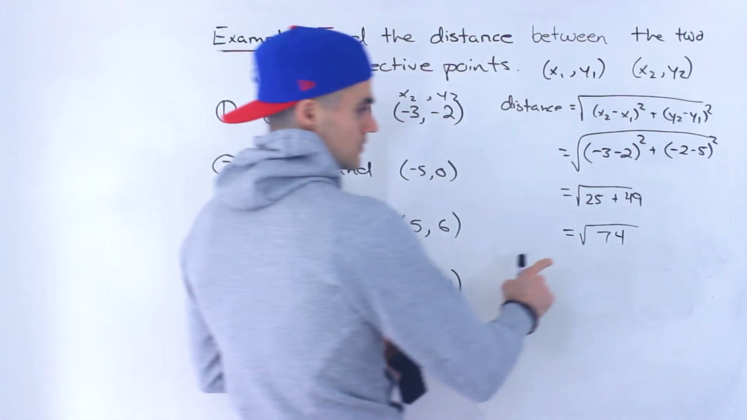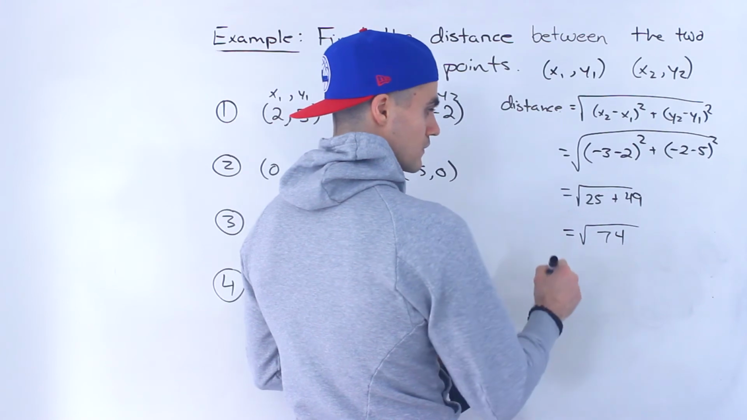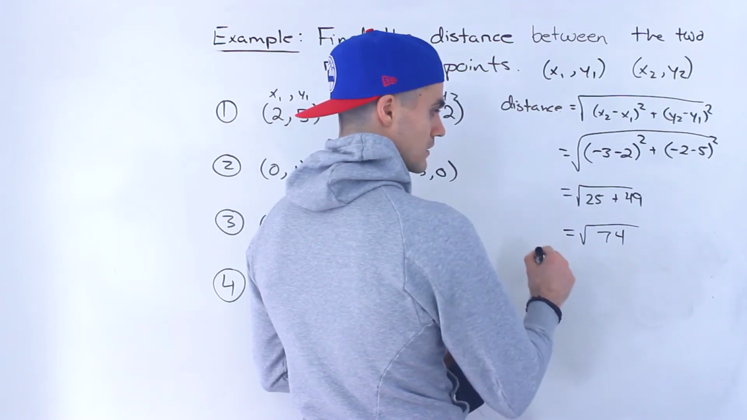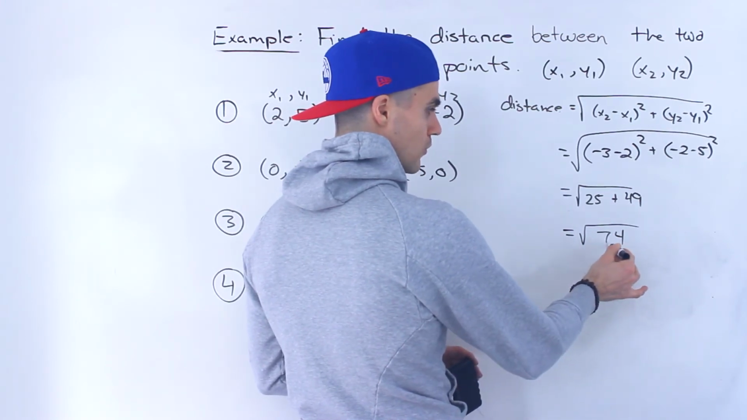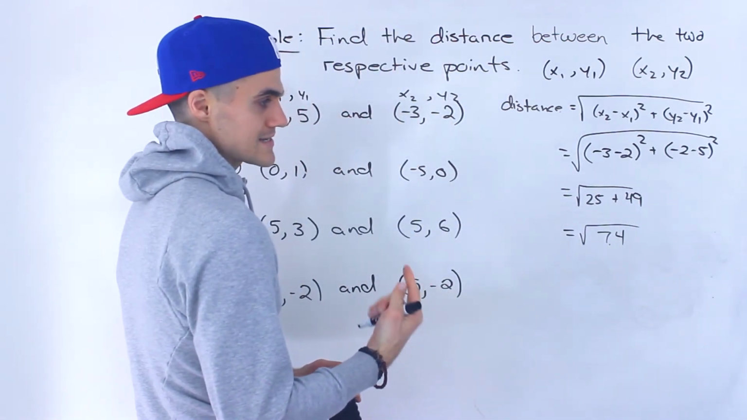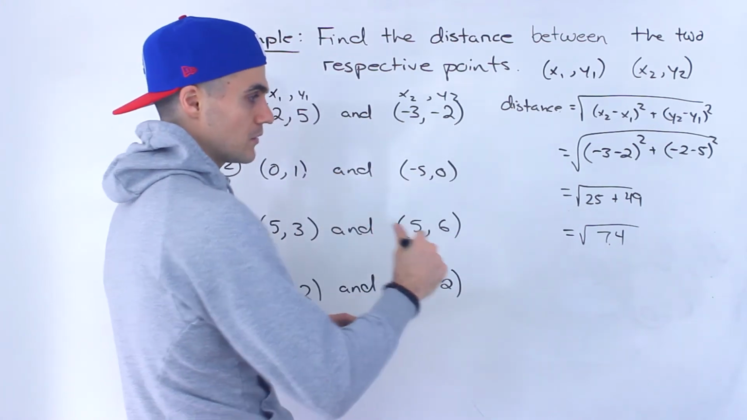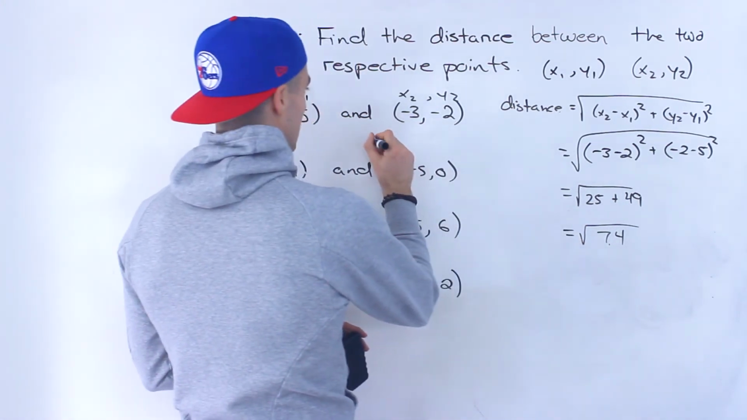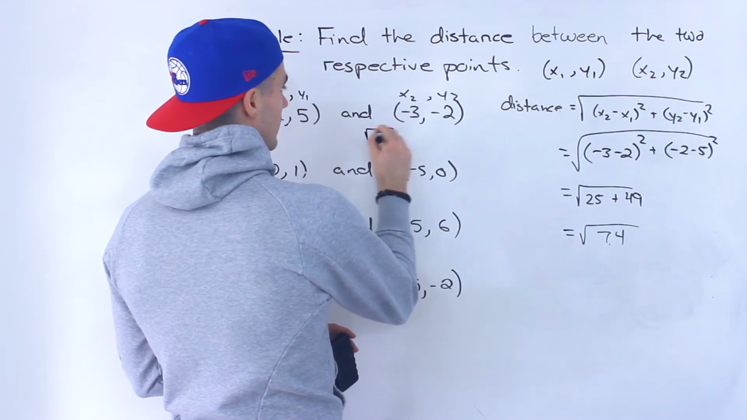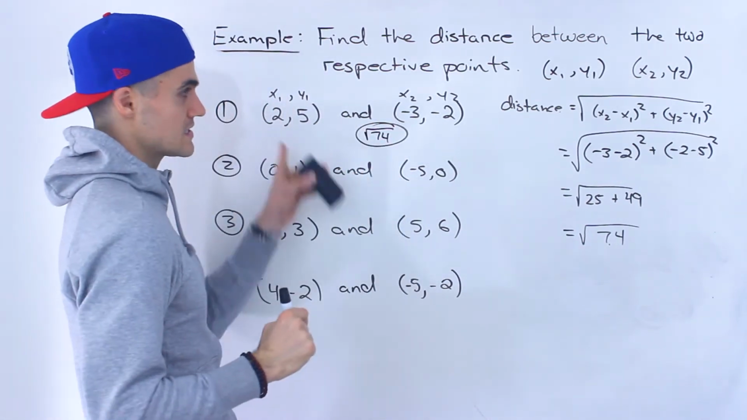And then you want to see if this is going to simplify, but I do not believe this would simplify into anything. It doesn't divide by 4 smoothly. It doesn't divide by 9. It doesn't divide by 16. I'm thinking about all of the squareable numbers. So square root of 74 is the final answer for number 1. That's the distance between those 2 points.